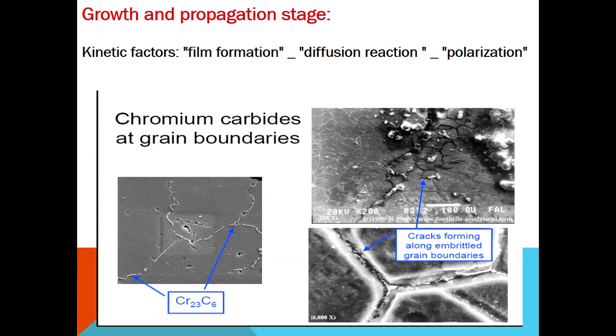Examples: chromium carbides at grain boundaries. This chromium carbide, Cr23C6, causes cracks forming along embrittled grain boundaries.